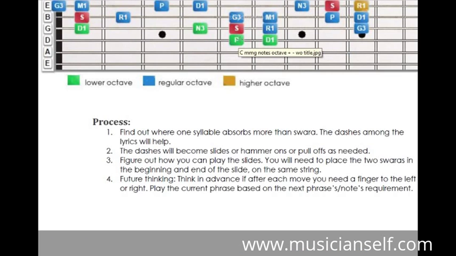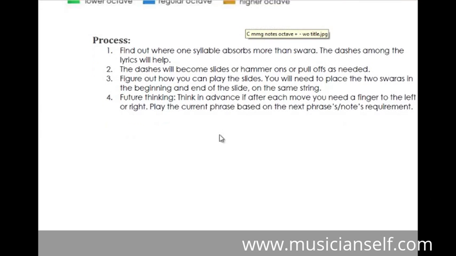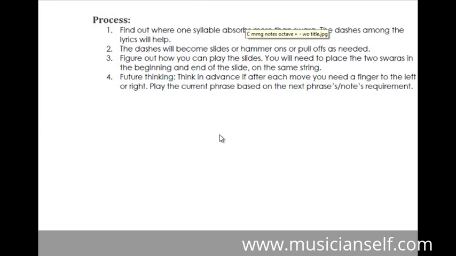So what are the concepts basically? First of all, find out the swaras involved. Rima pada mapa, where are the rima pada mapas? Then look out for all the syllables where it absorbs more than one swara. For example, re to ma slide, dha to pa slide, sa to dha slide. There are 2 swaras, only one slide and one syllable where the vowel is long. For example, Sree is a long E, gananatha Geetham slide, Ravarna. Then the dashes will become the slides or hammer-ons or pull-offs as we need. We are really using slides in this situation.